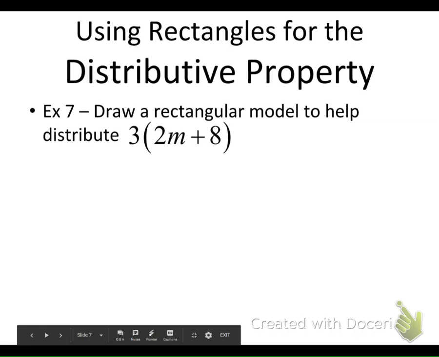Okay, exactly. Example number 7. So again, we're going to draw a rectangular model to help distribute 3 times 2m plus 8. Now again, I know it'd be so much quicker to just distribute and not draw the area model, but we're learning to use the area models now for purposes in a couple of weeks. You could easily distribute, but I want you guys to learn the area models because you're going to use those area models towards the end of the triad. That's going to help you put factoring all together.